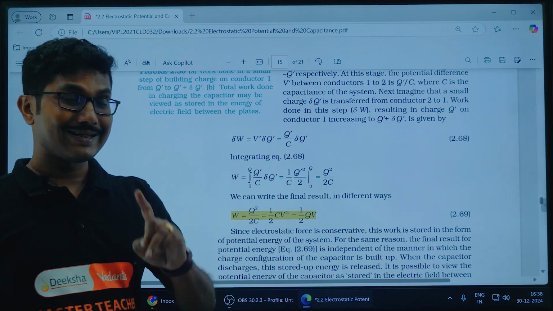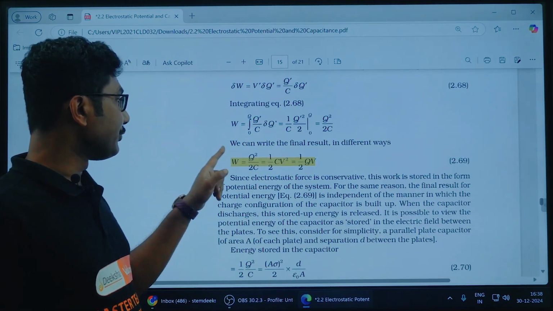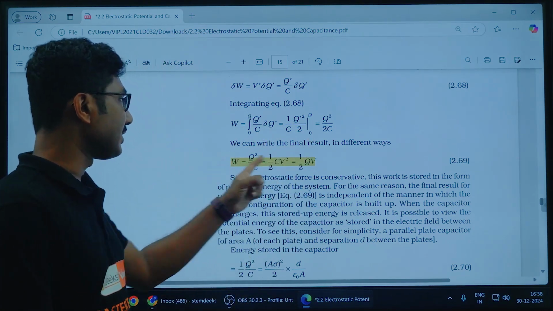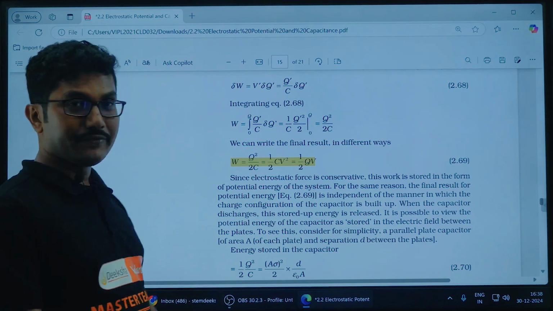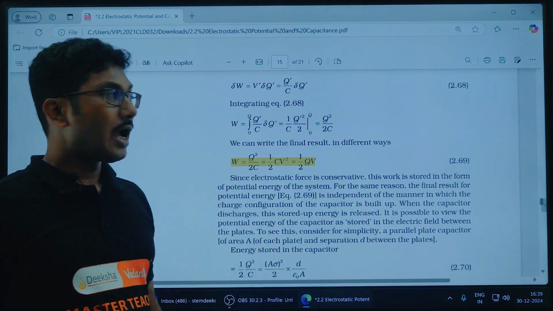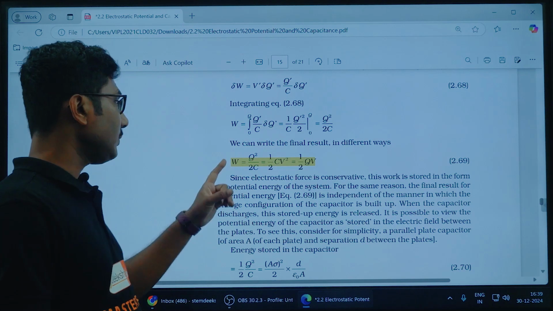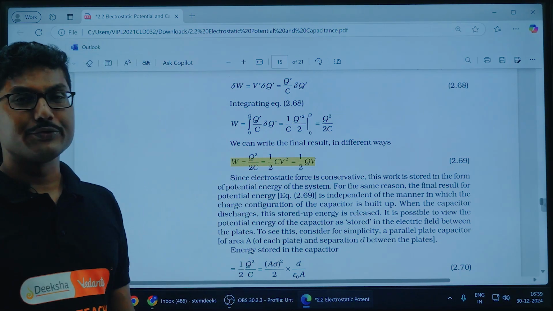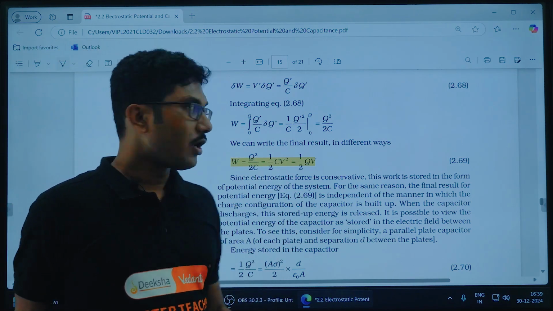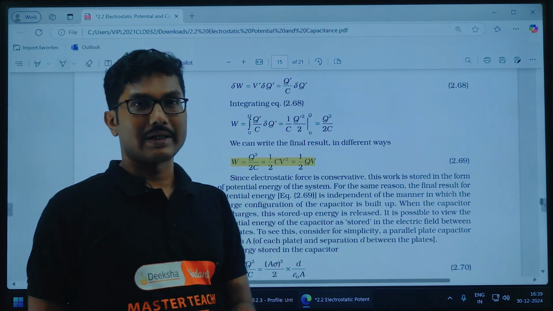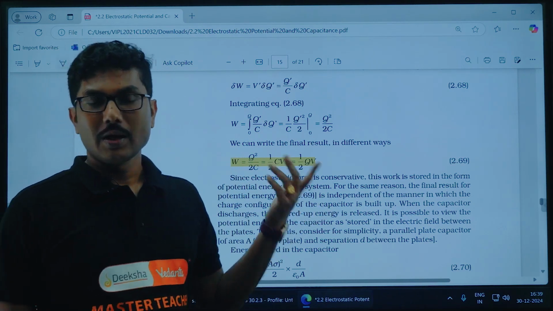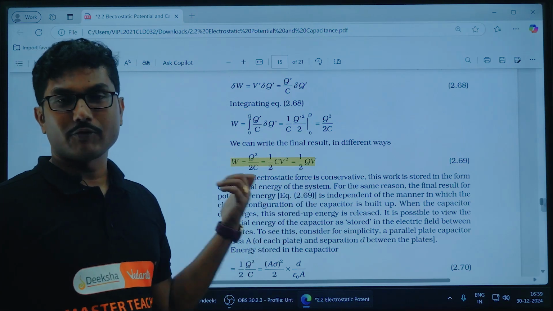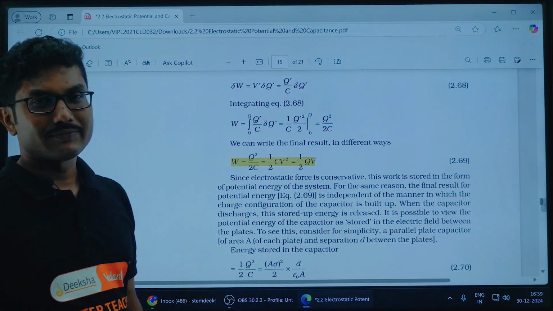So, if you are preparing for the KCET exam, the work done is basically q square by 2c, or half cv square, very important, or half qv. These three expressions can definitely be converted from one to another if you know q is equal to cv. Half cv square is the most common, but based on the given values, sometimes it is beneficial to use q square by 2c directly, or half qv directly. Even though you can convert all the forms, if you remember all the forms directly, it will save at least 5-10 seconds.